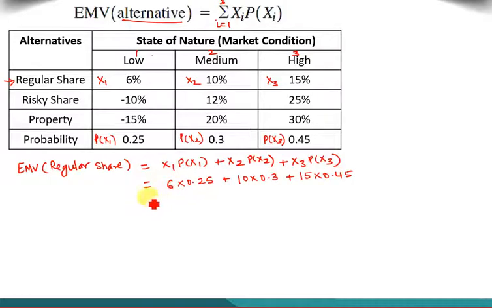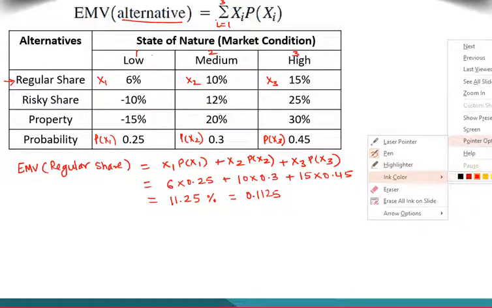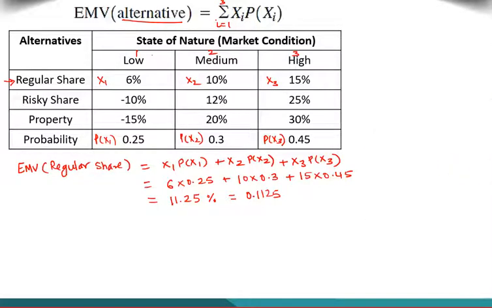So it's up to you. If you want it in percentage, you can keep it in percentage. When you do this calculation, you will get 11.25. So if you are writing in percentage, you can write 11.25. And if you want to write it in decimal, you can write 0.1125. Both are correct. Okay. So this is the EMV for regular shear.